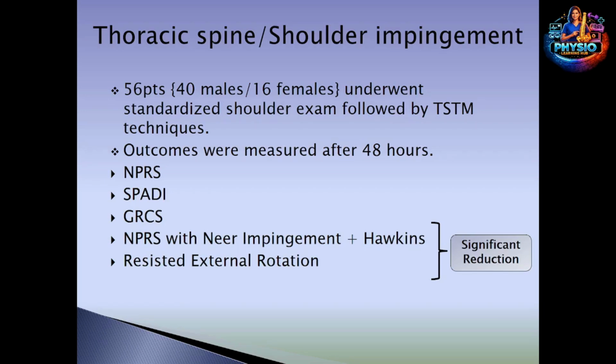Research has demonstrated a significant correlation between hypermobility in the cervicothoracic spine and neck and shoulder pain. Thoracic spine and shoulder impingement. 56 patients, 40 males and 16 females, underwent a standardized shoulder exam followed by thoracic spine and cervicothoracic manual mobilization techniques. Outcomes were measured after 48 hours using NPRS and SPADI. NPRS with Neer impingement, Hawkins, and resisted external rotation showed significant reduction.